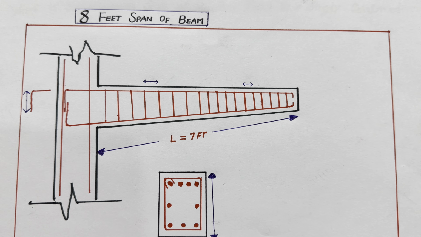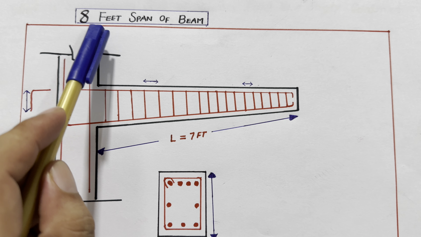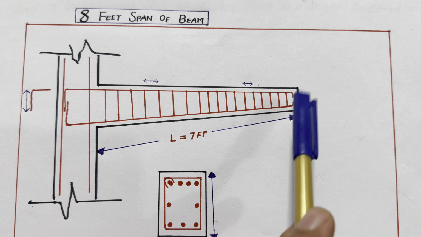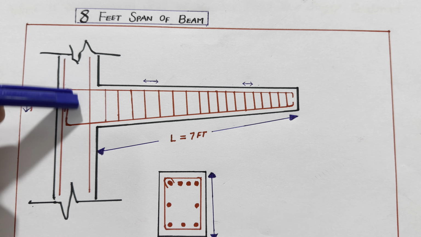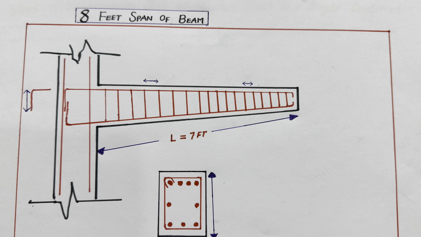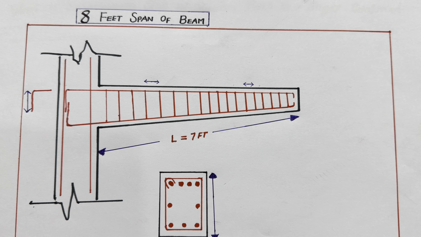In this short video lecture, I will guide you for an 8 feet span of cantilever beam. Guys, you can see this is the free end and this is the support, one column. So this is the fixed end and this is the free end. I will guide you for an 8 feet span of beam.